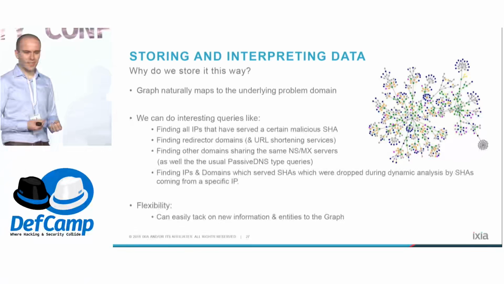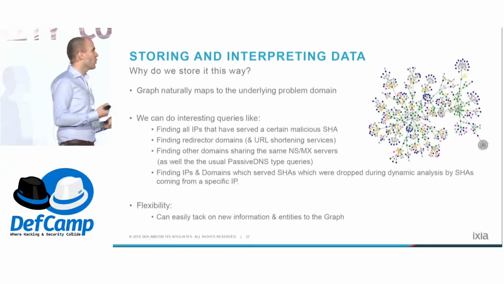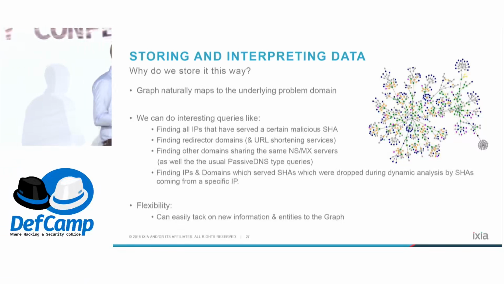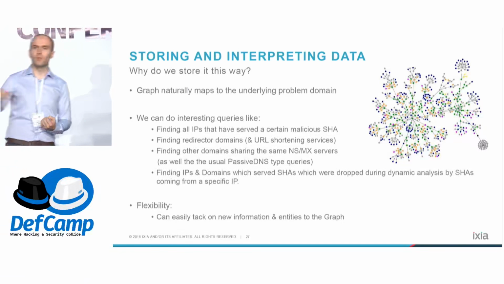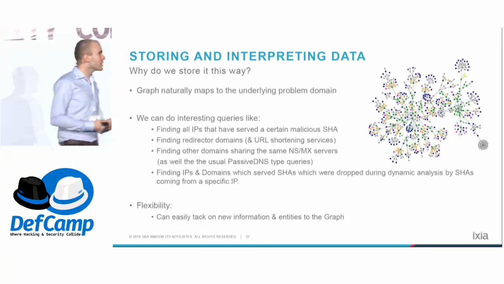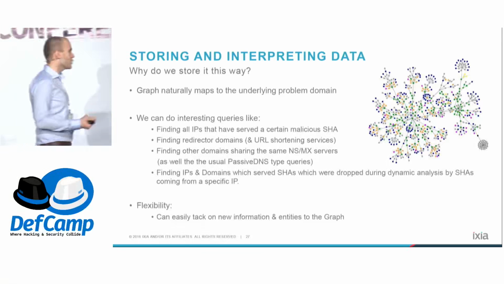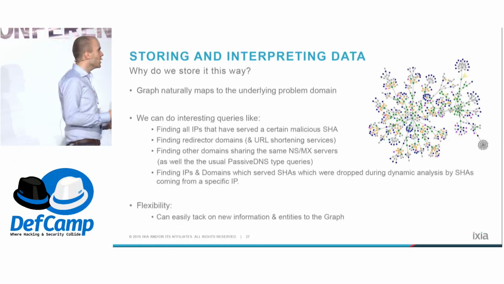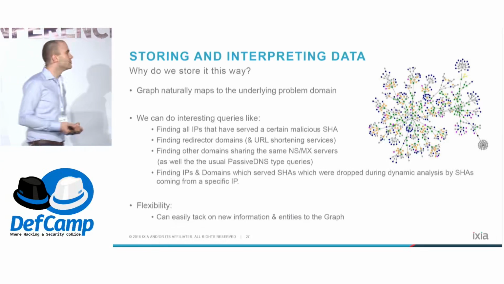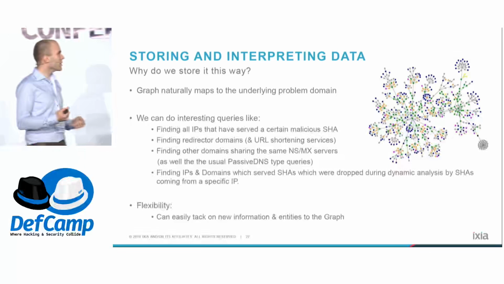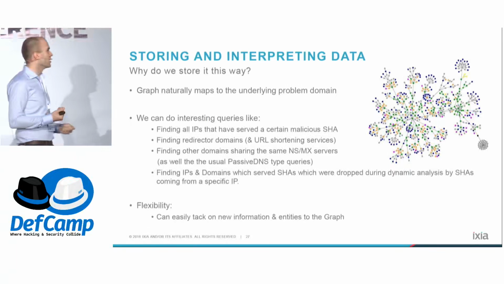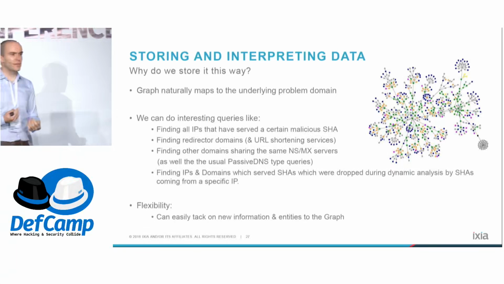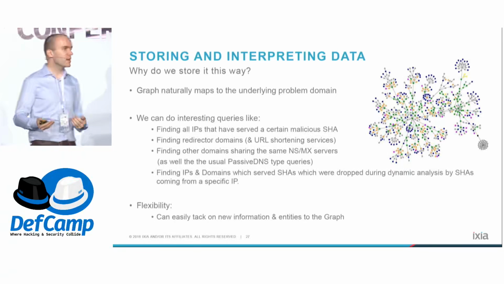So we found experimentally that if, for example, a domain has a lot of URLs that are themselves redirecting to other URLs, then most likely that is a URL shortening service, or it can also be a compromised domain. Another query is finding other domains sharing the same NS/MX servers, and this relates to passive DNS.